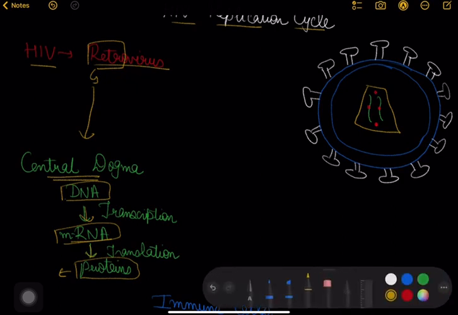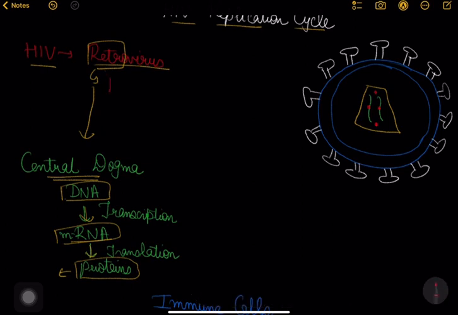In a retrovirus, RNA is the genetic material. And this RNA gets converted into DNA and then the proteins are formed. Okay? Right. Now, let's give a quick recap to structure of HIV.